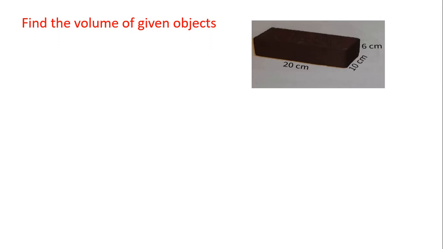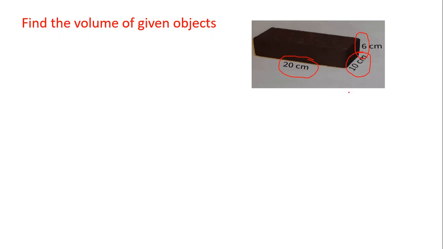Namaste students, in this video we are going to discuss how to find the volume of an object. Here is the given object. They have given the dimensions of the object. The given object is a brick. This dimension will be called the length, this dimension will be called the breadth, and this vertical edge will be called the height.